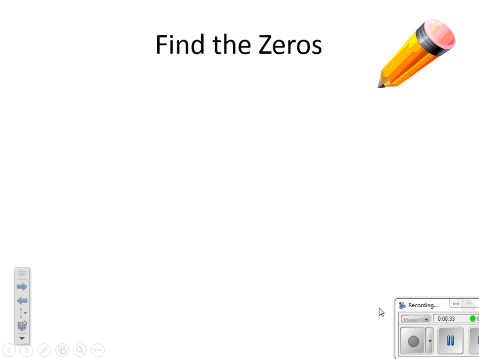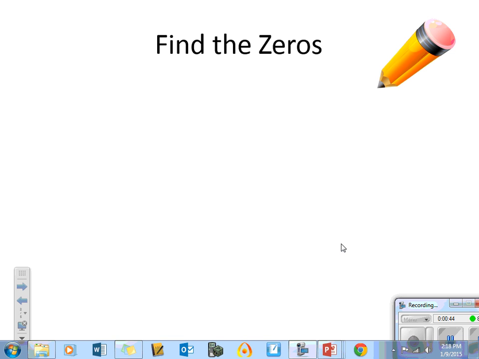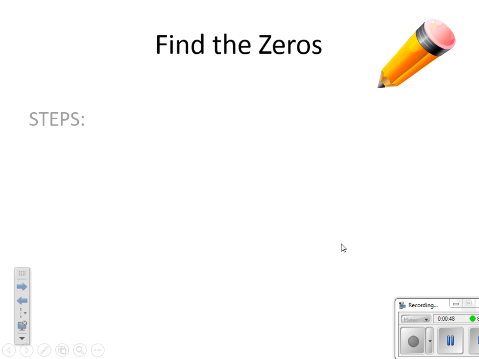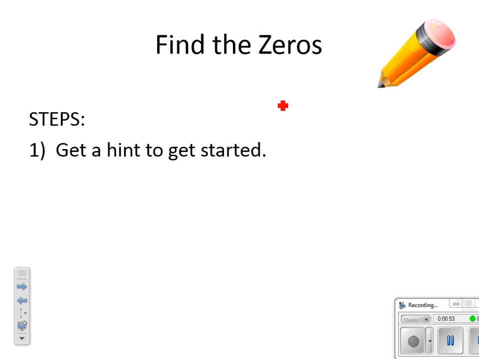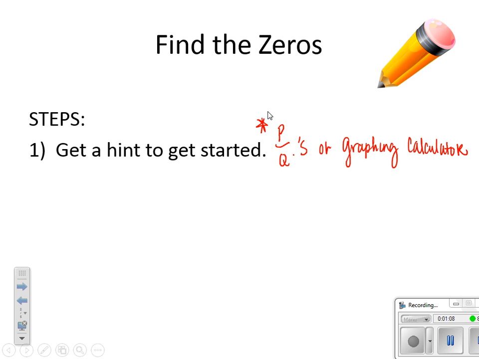So today we are going to be talking about finding all those zeros. So let's review how we find the zeros. Okay, so how do we find our zeros? First, we get a hint to get started. Now, how do we get a hint to get started? That's either by using our P's over Q's or by using the graphing calculator.